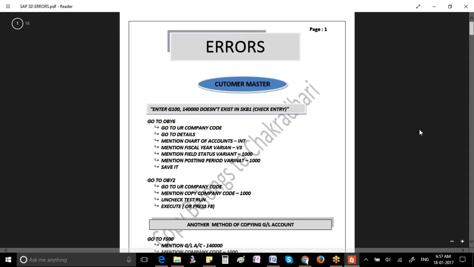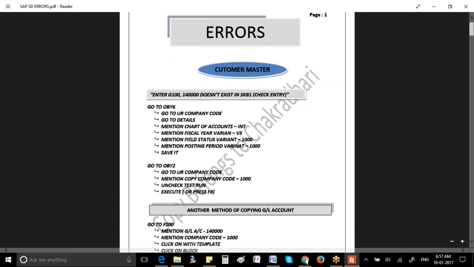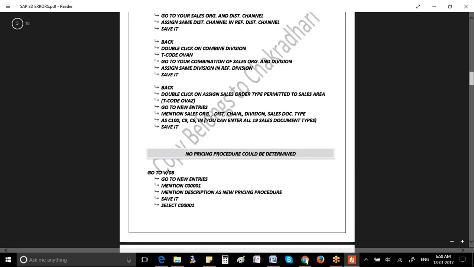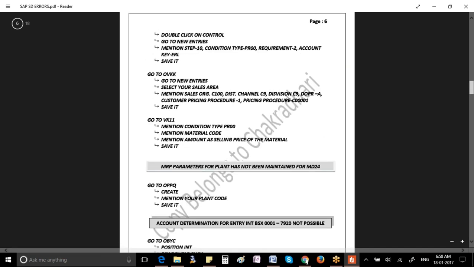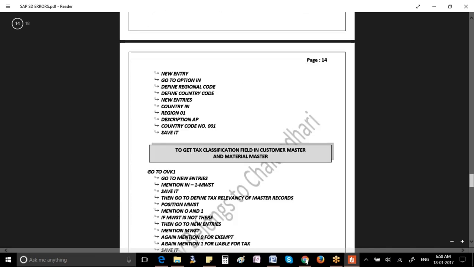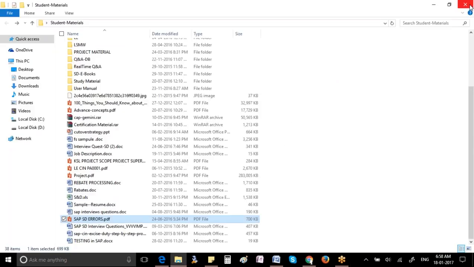See, SD errors: all the possible errors you will be facing throughout the training or in practicing SAP. You see errors topic-wise: customer master, material master, inquiry. I have documented all the errors. I just want to save your time and help you move as quickly as you can. I don't want you to depend on anyone. My training is self-explanatory.